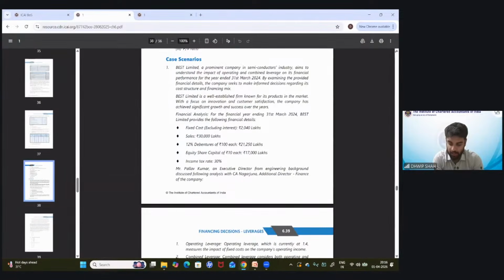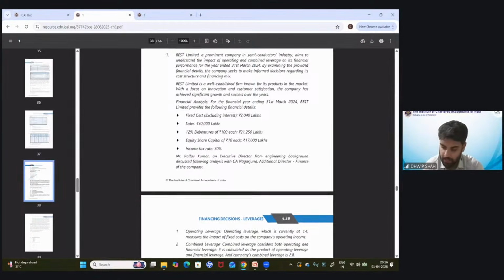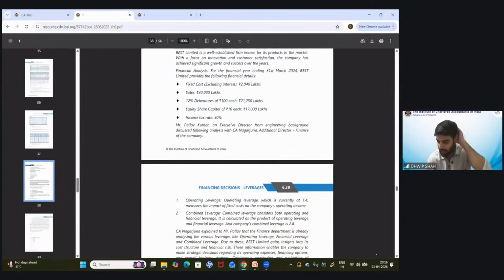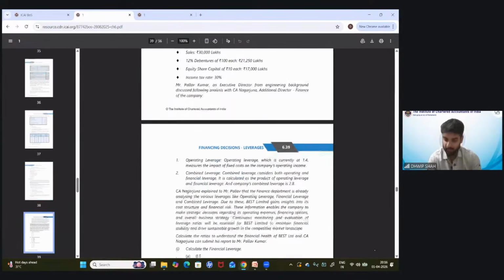Following details are available. Fixed cost excluding interest 2040 lakhs. Sales 30,000 lakhs. 12% debentures of rupees 100 each, 21,250 lakhs. Equity share capital of 10 each, 17,000 lakhs. Income tax 30%. Mr. Pallav Kumar, Executive Director from Engineering background, discussed following analysis with CA Nagarjun, Additional Director of the company. So दो डायरेक्टर के बीच कुछ चर्चा विचारणा हो रही है। क्या चर्चा हो रही है?